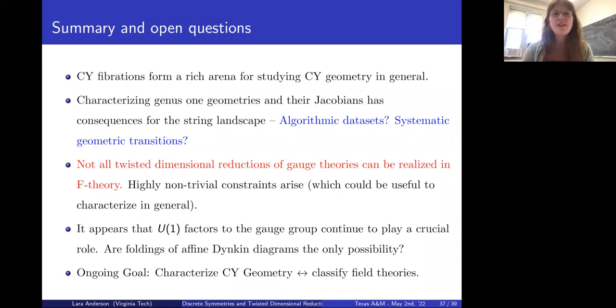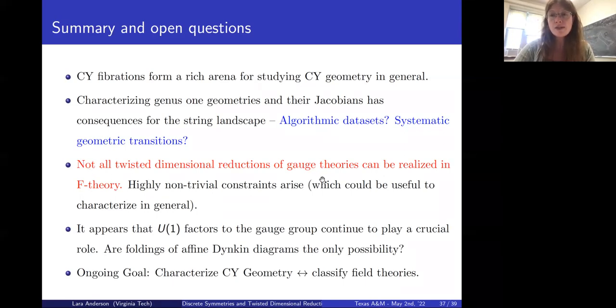I hope I've convinced you that Calabi-Yau fibrations are a rich arena for studying Calabi-Yau geometry and hence string compactifications in general. Characterizing genus-one geometries and their Jacobians has consequences for the string landscape. Potentially all string effective field theories in 6 and 5 dimensions can be described with the toolkits that I've just described. You can try and sweep out this whole classification in as algorithmic and systematic a way as possible. Geometrically, you could describe all possible components in terms of fiber and base and degenerations of Calabi-Yau manifolds and the systematic geometric transitions between them.